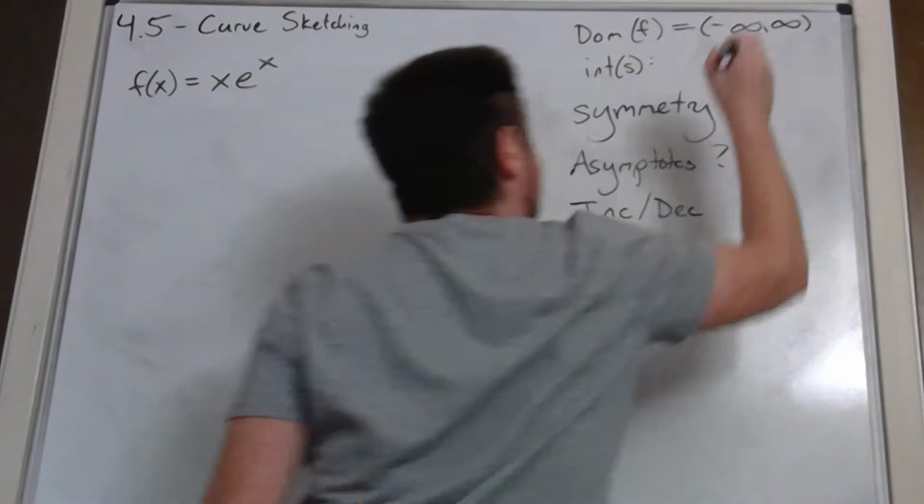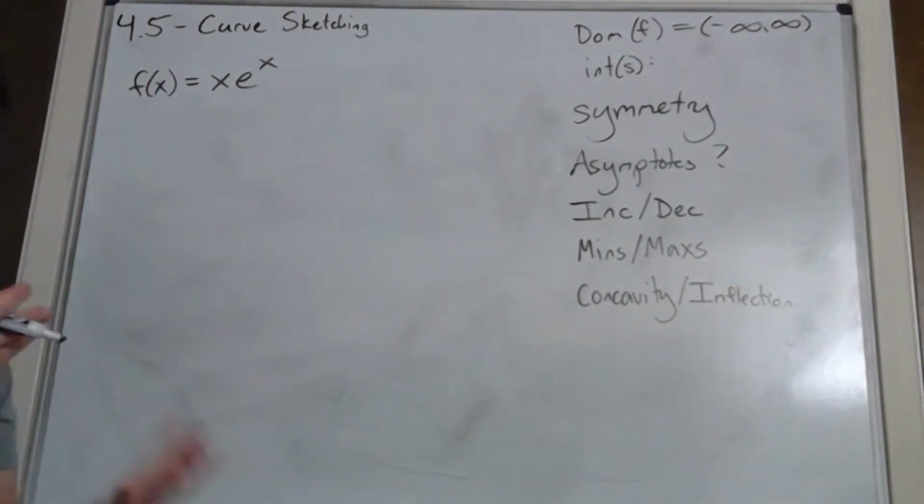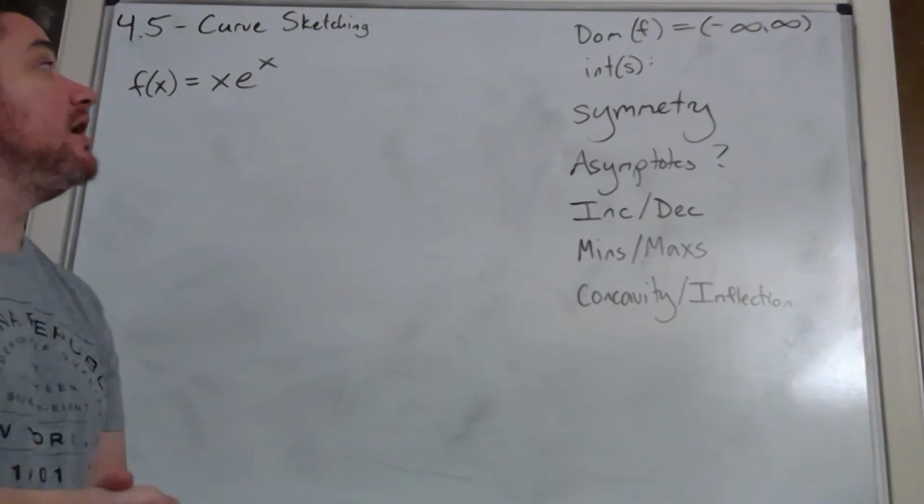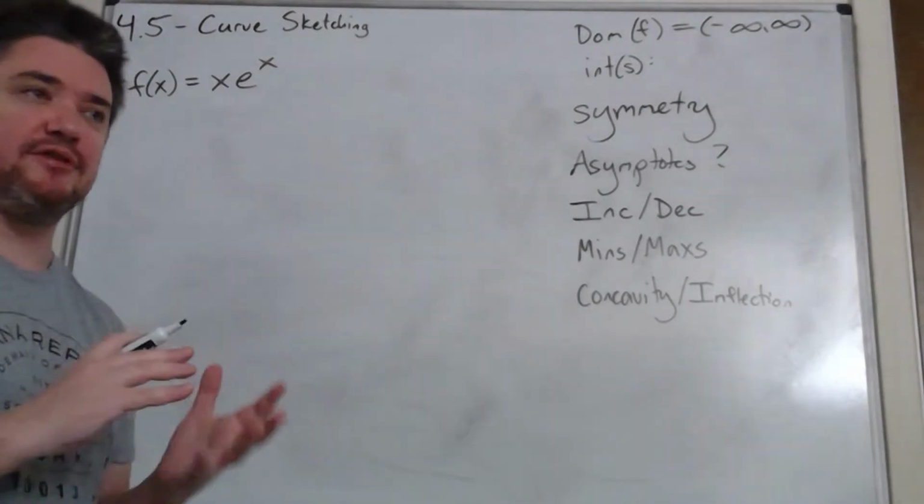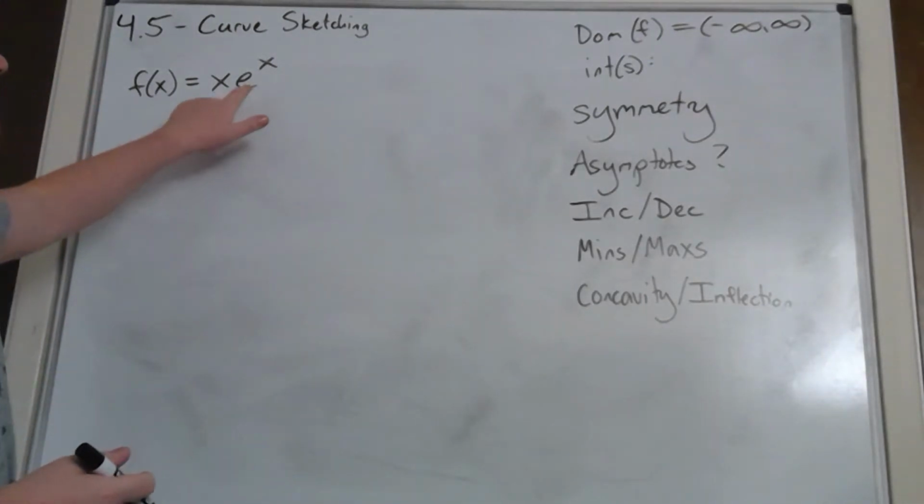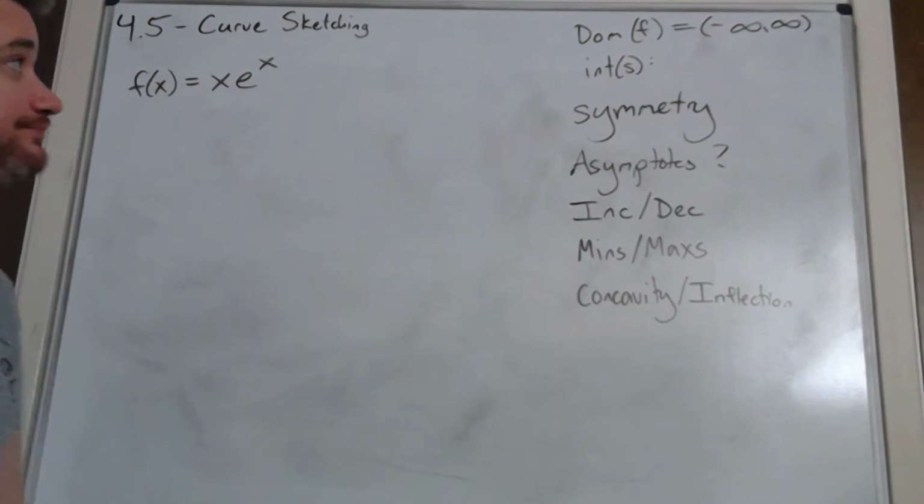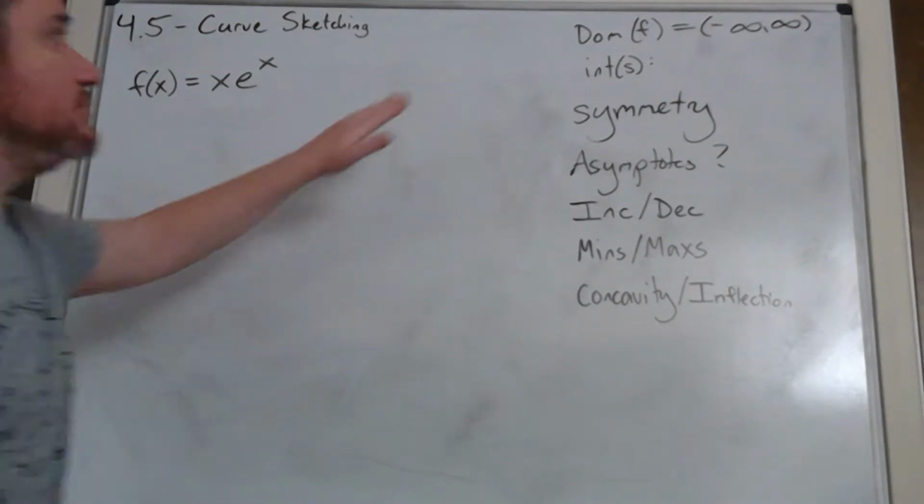right? When in doubt, ask yourself, is there some sort of rule that might get broken here with this function? In other words, am I dividing, right? We can't divide by 0. Am I square rooting? Or do I have a log, right, where we can't plug in negatives? But I don't have any of that stuff right here. So e to the x is accepting, this is accepting, so all real numbers is our domain. Okay, moving on to intercepts.